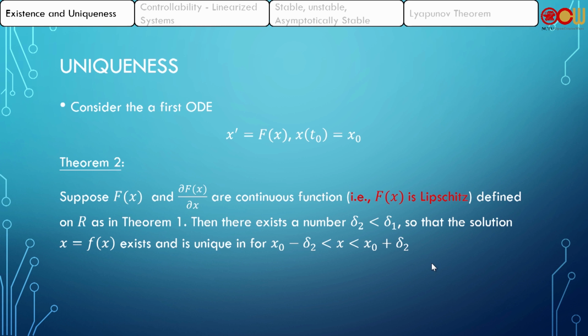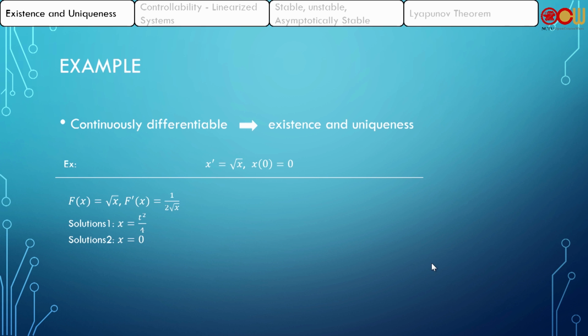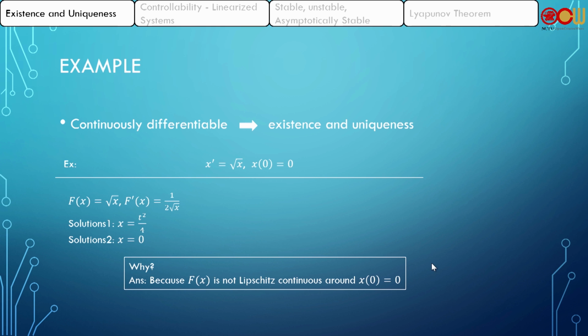For uniqueness, there's one more condition, which is that the partial derivative of capital F also has to be continuous, right? Which implies f(x) is Lipschitz in the same region R. Then if you have any initial condition x0 in R, it guarantees you have a solution in this local region R. Another example says if you start at 0, you have multiple solutions, solution 1 and 2. Both are solutions to this ODE because f(x) is not Lipschitz, especially at 0.